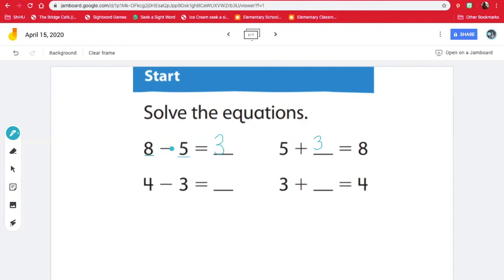Now, if we had 8 take away 3, that would equal 5. So then 3 plus 5 equals 8. Let's try this one. So 4 minus 3. Well, I know that 3 is just 1 less than 4. So that means 4 minus 3 is 1. And 3 plus 1 equals 4.